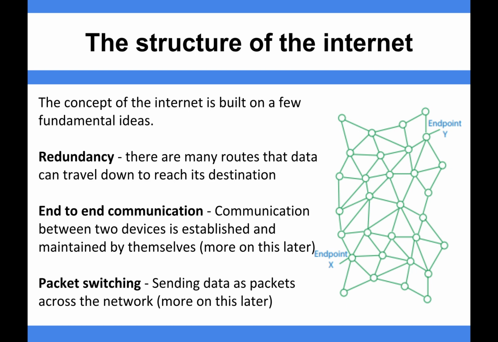So you've got redundancy, this idea that there are so many routes that data can travel down to reach its destination. If one's cut, the connection can still be there. So this idea of redundancy is really important to the internet.